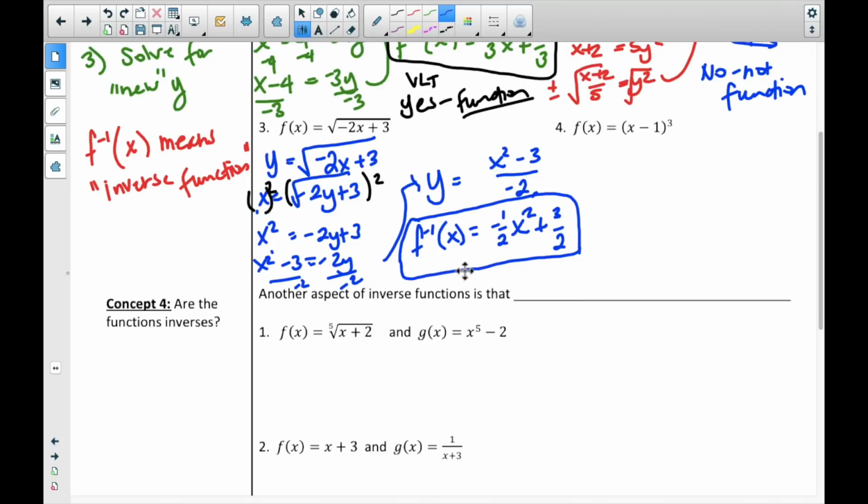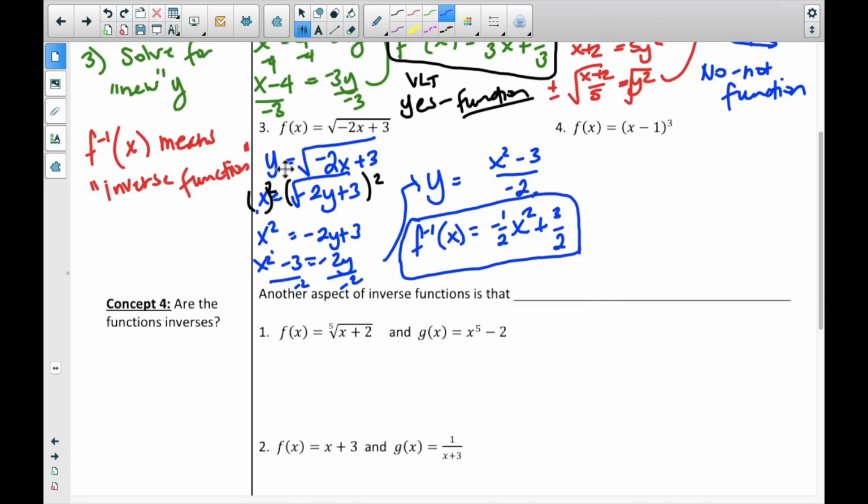Either f negative 1 of x is negative 1/2 x squared plus 3/2, or you could have had x squared minus 3 all over negative 2. Those are the same thing, and either one of them would work. I went ahead and put it in this form so that we could see pretty obviously that it is a parabola. But let's review what we did.